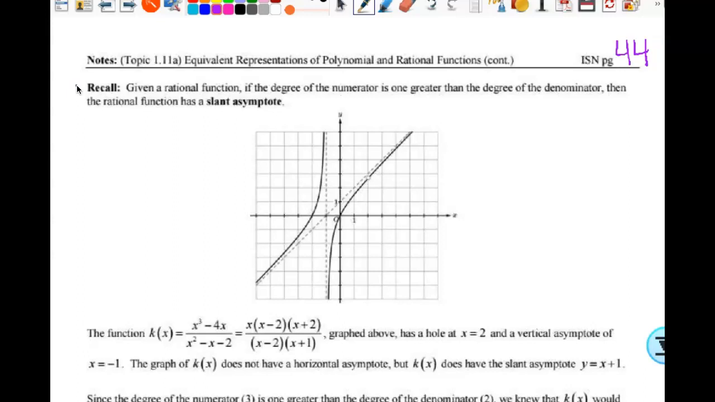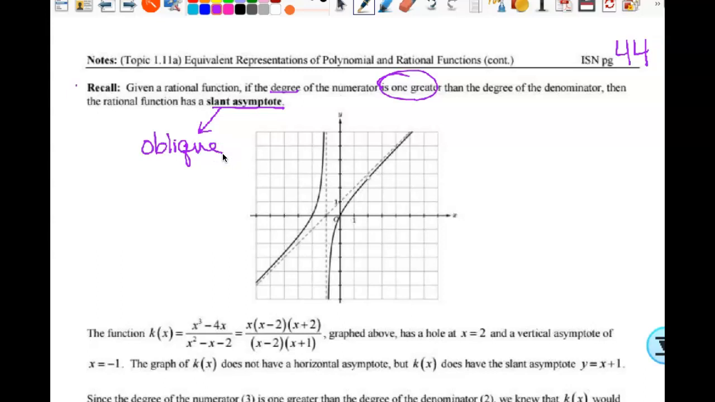So this is a recall because, again, not new. If the degree of the numerator is 1 greater, just 1, that's when we get a slant asymptote. What's another word for slant asymptote? Oblique. And you could see it and hear it either way on the AP test, so you just got to know that they're the same thing, okay?